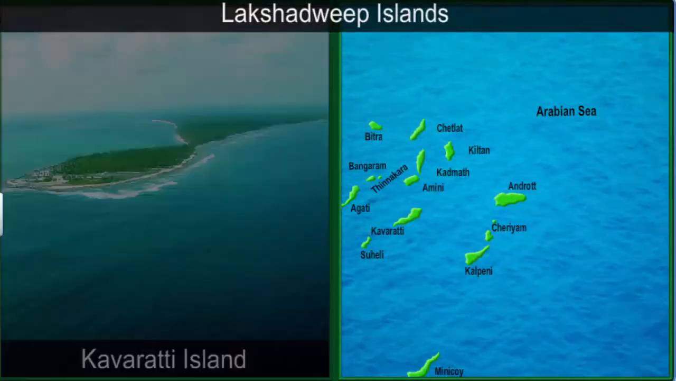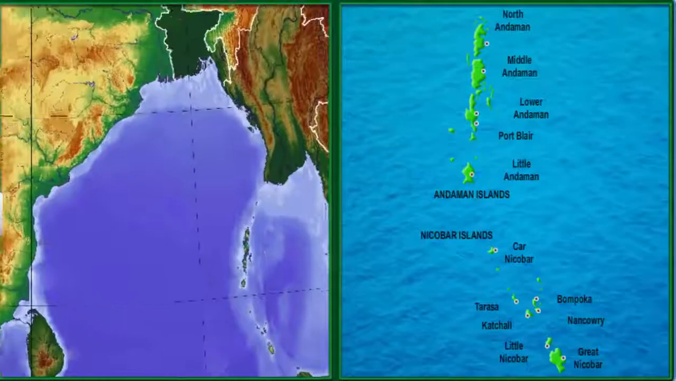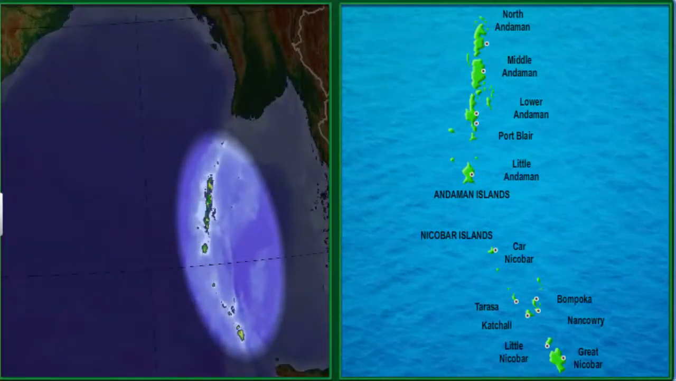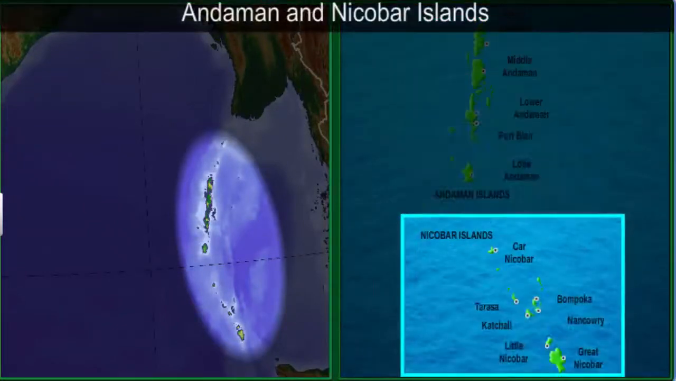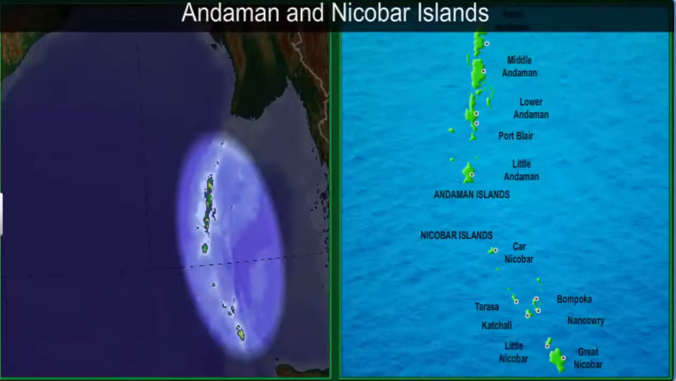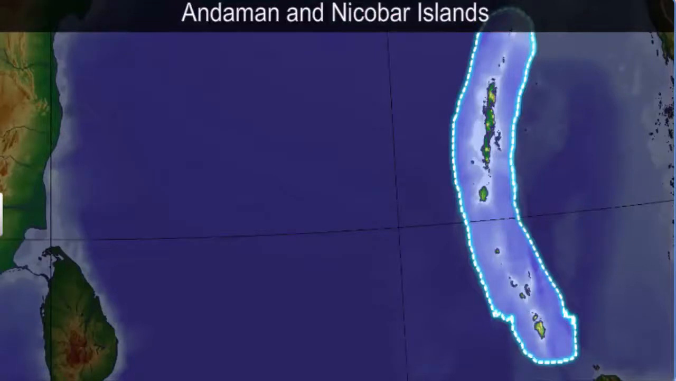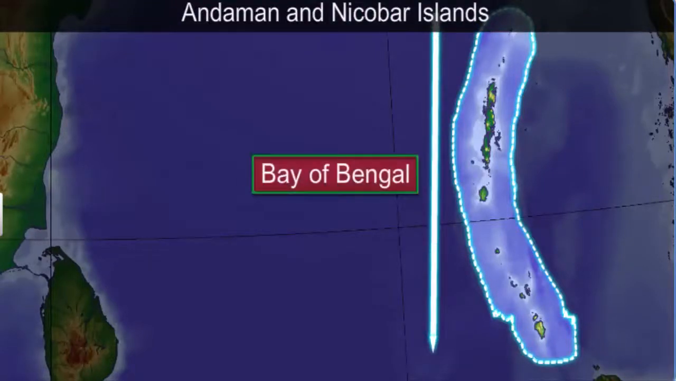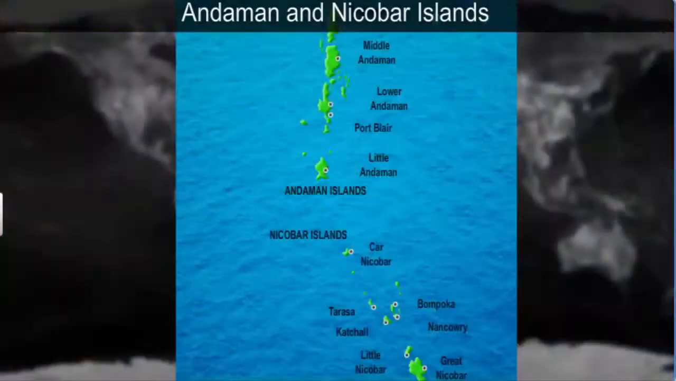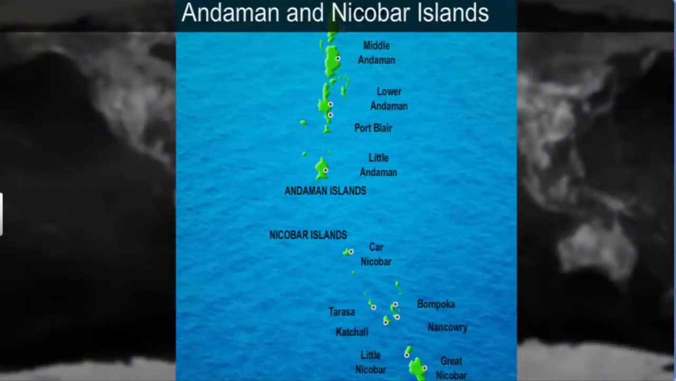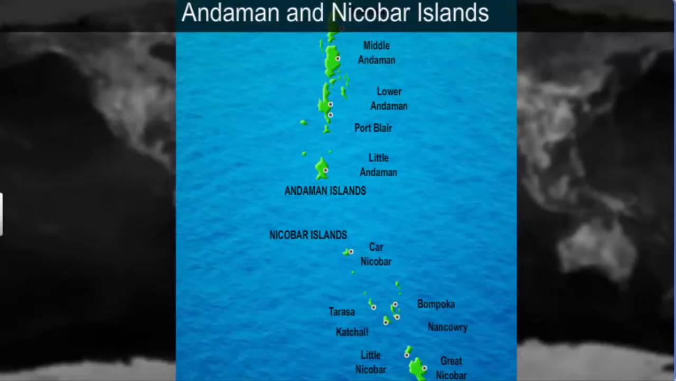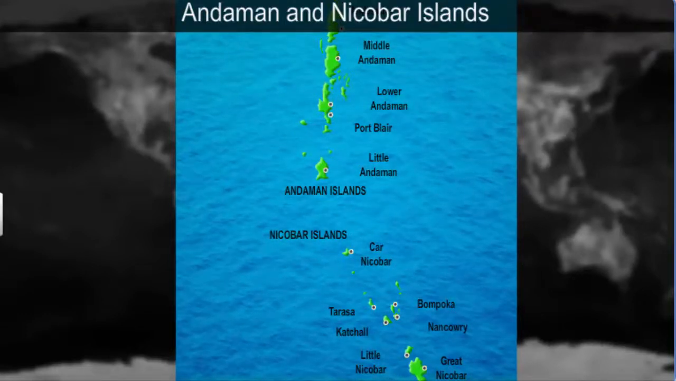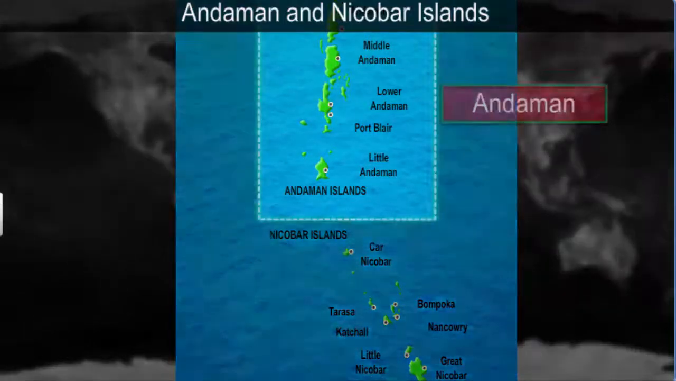Let's move to the second group of islands, which is located on the eastern side of the peninsula, the Andaman and Nicobar Islands. It is a long chain of islands extending from north to south, located in the Bay of Bengal. There are numerous scattered islands in the chain. Most of them are bigger in size than those in the Lakshadweep Islands. The entire group of islands is divided into two broad categories. The northern islands are called the Andaman, and the southern islands constitute the Nicobar category.